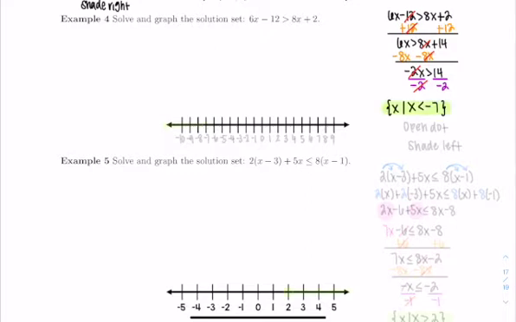And so that means we're going to have an open dot at negative 7. And then we are going to shade to the left. So I'm just going to use the same numbers from the number line above. And so we go down to negative 7, and we put our open circle. And this time we're shading to the left. Let's go ahead and try another one.